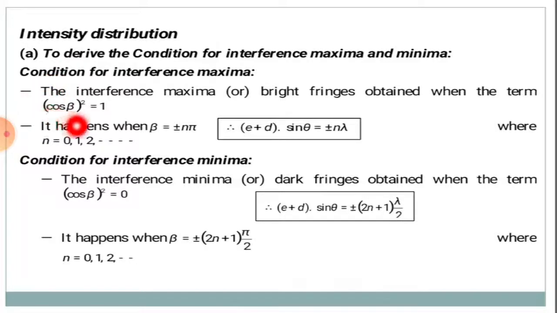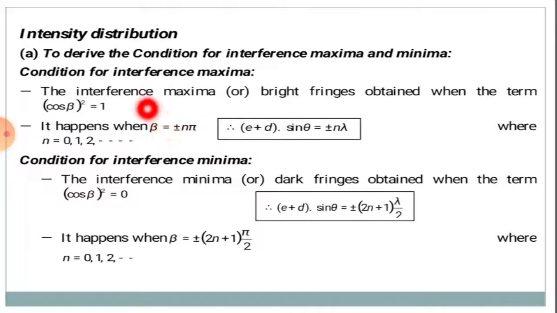When cos square beta is equal to 1, we get maximum intensity in the interference pattern. This is the condition for maximum intensity in the interference pattern. Here cos square beta is equal to 1 in the above intensity expression, we get maximum intensity. Cos square beta is equal to 1 happens when beta is equal to plus or minus n pi.